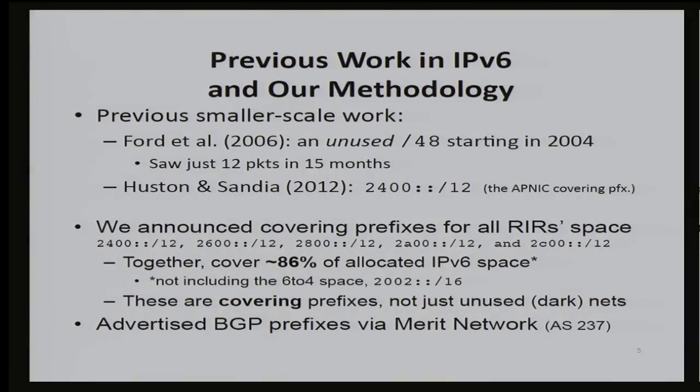So some of the previous work that has happened in IPv6, there were at least two other experiments that had been done in this area. One was a small experiment that announced a /48. And they just saw 12 packets in 15 months. Essentially, it's a small space. There's not a whole lot going on in IPv6. Then there was one large study by Geoff Huston over at APNIC, where they announced the covering /12 from APNIC for a period of a year and analyzed the background radiation that they saw there.